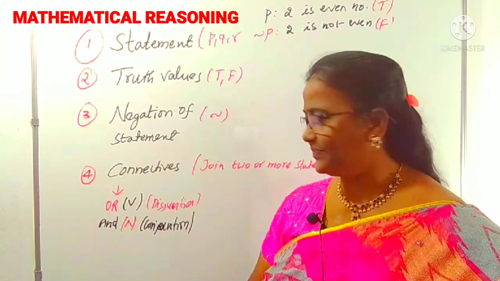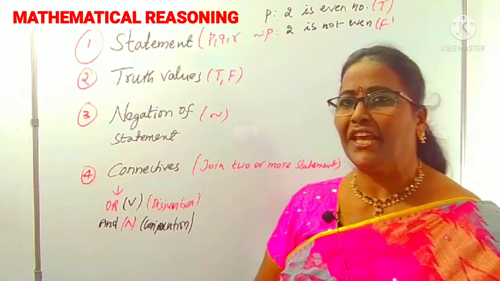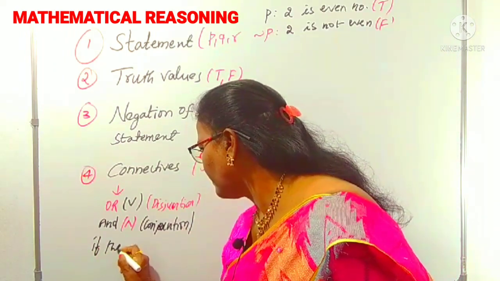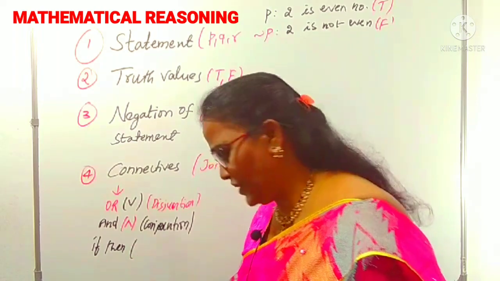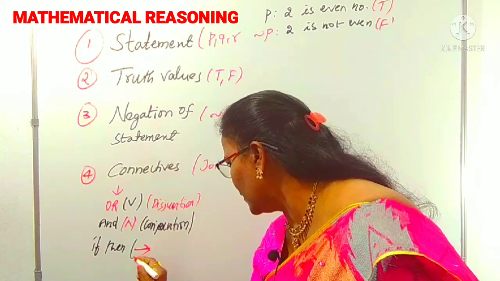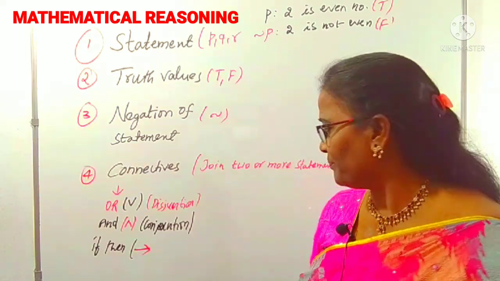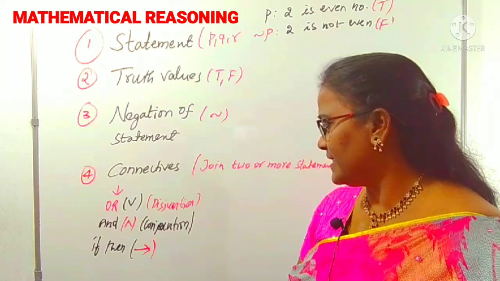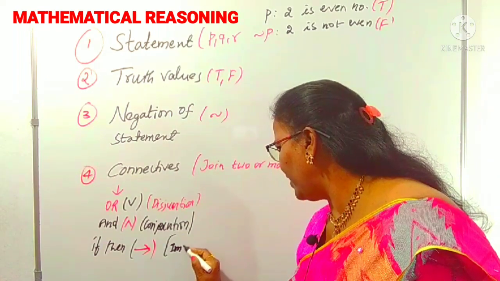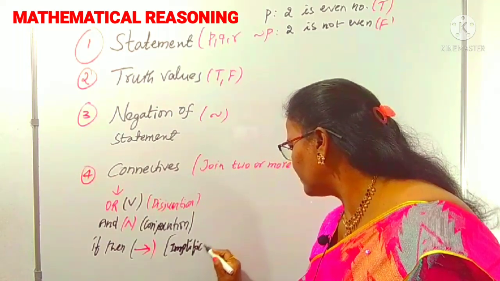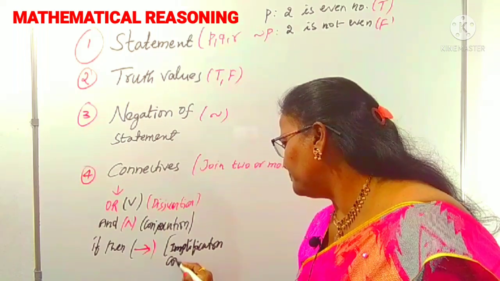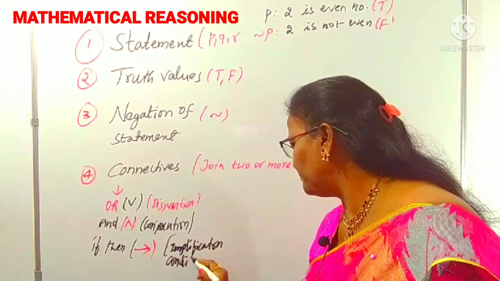Okay, right. Next, we are using if then. Third one is if then. This is denoted by a one-sided arrow, left to right, like this. This is the symbol for if then. Other names for this are implication, and maybe conditional. This is also known as conditional.